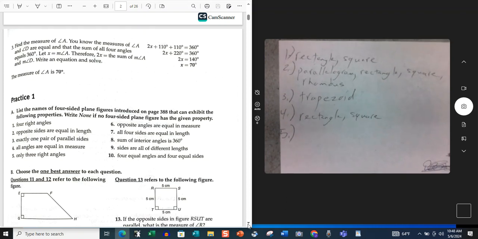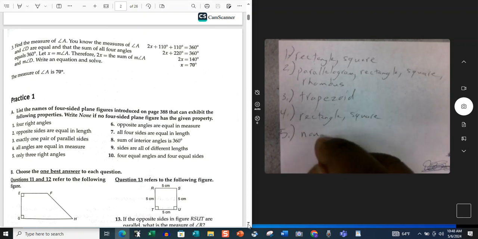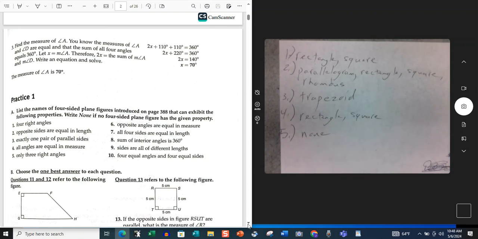Okay, number five. It says only 3 right angles. That's none, because if you look back at the figures, none of them have only 3 right angles.